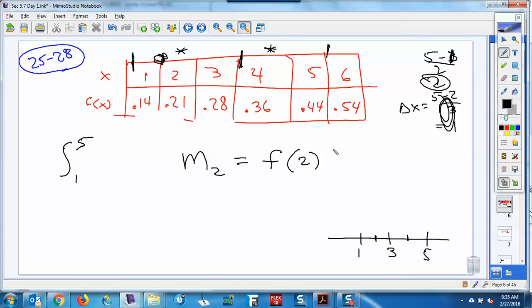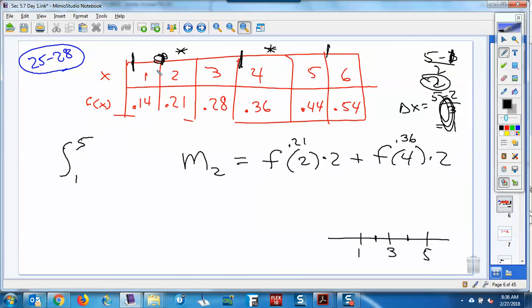Those are going to be my midpoints. So F of 2 times 2 plus F of 4 times 2, right? Because my width is 2, and my midpoints are at 2 and 4. But again, drawing a little x-axis right down here can help you to see that. Okay, so that'd be 0.21 times 2 and 0.36 times 2, and add those up, and there's your M2. Okay, so pretty straightforward with tables of data as well.